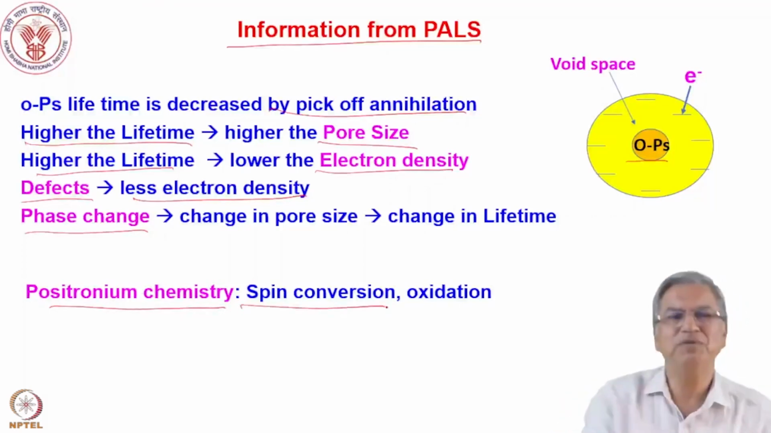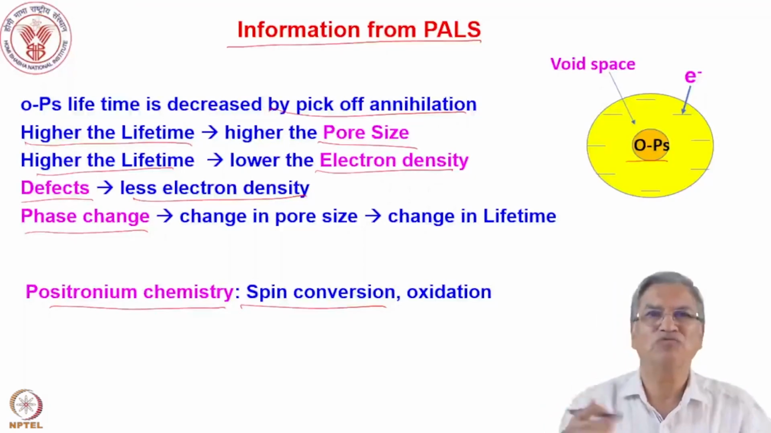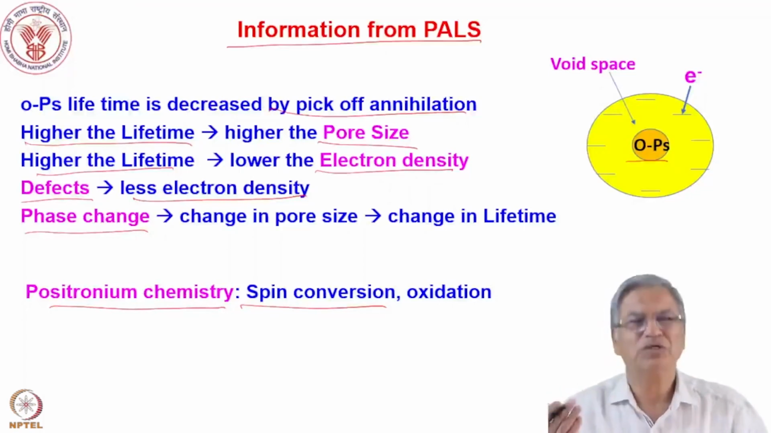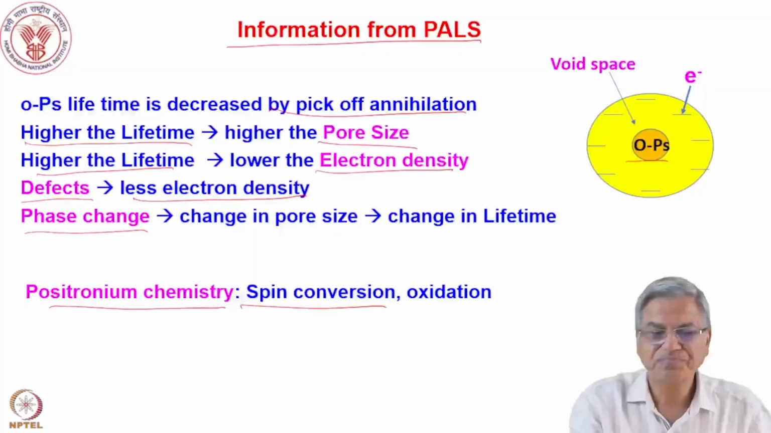Similarly, it can undergo spin conversion with another chemical species. So positronium chemistry itself is a subject. There are books on only positronium chemistry. So if you are interested in doing research in positronium chemistry or positron annihilation spectroscopy, one can go to the literature and read the books.